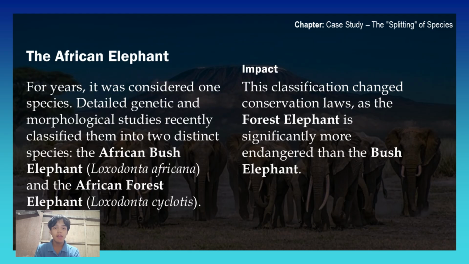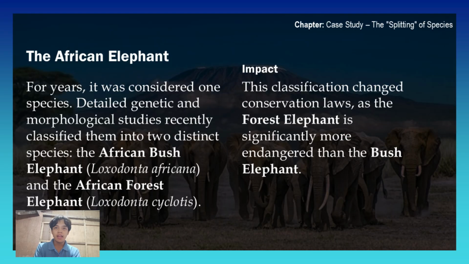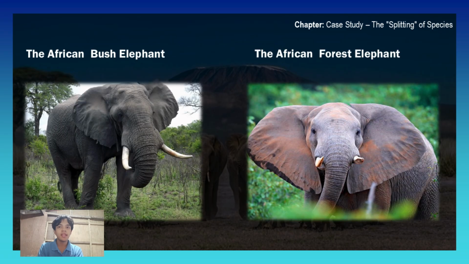So, class, have you ever faced a problem such as identifying if a certain kind of animal is hard to distinguish from each other? Good. The African elephant serves as a prime example of how taxonomy impacts the real world. Originally considered as one species, genetic and morphological studies recently split them into the African bush elephant, Loxodonta africana, and the African forest elephant, Loxodonta cyclotis.